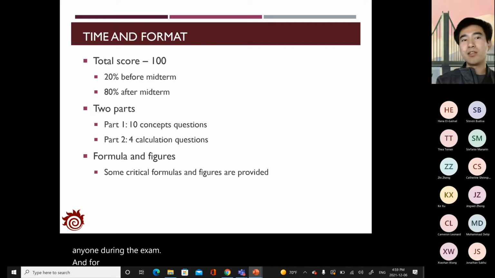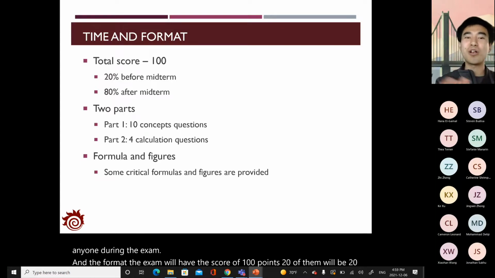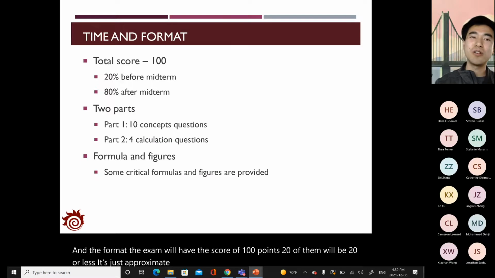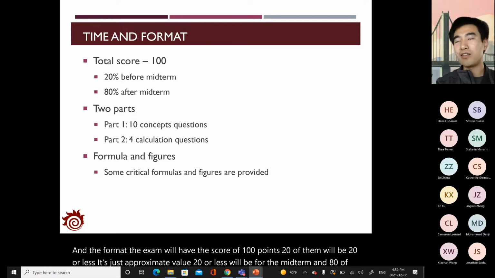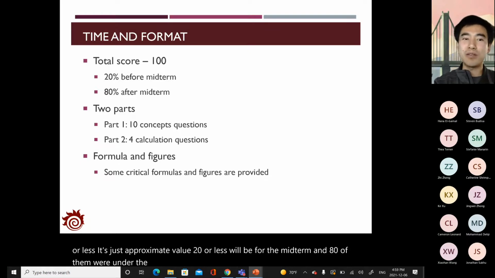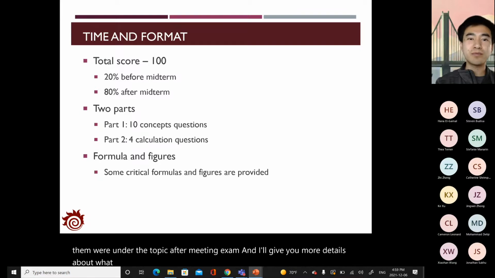For the format, the exam will have a score of 100 points. 20% or less of them will be for the midterm topics. It's just an approximate value. 80% of them will be on the topics after the midterm exam. And I'll give you more details about what topics will be covered.